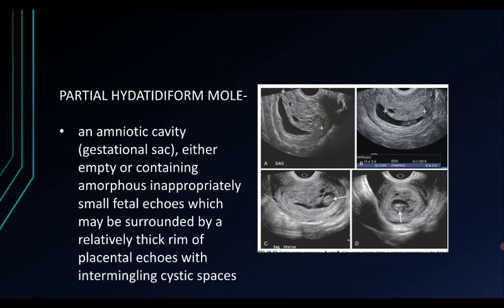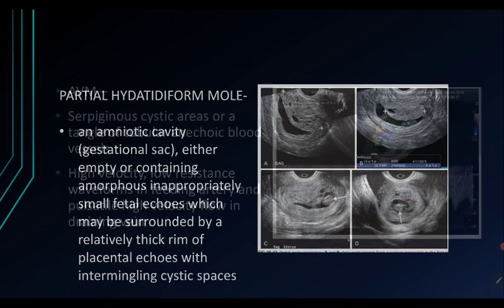Then this partial hydatidiform mole: in the amniotic cavity, the gestational sac is either empty or contains amorphous, inappropriately small fetal echoes, which may be surrounded by a relatively thick rim of placental echoes with intermingling cystic spaces. You can see these intermingling cystic spaces. There is some amorphous material, fetal body parts, here.